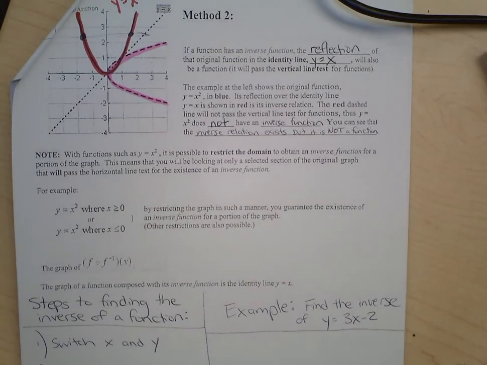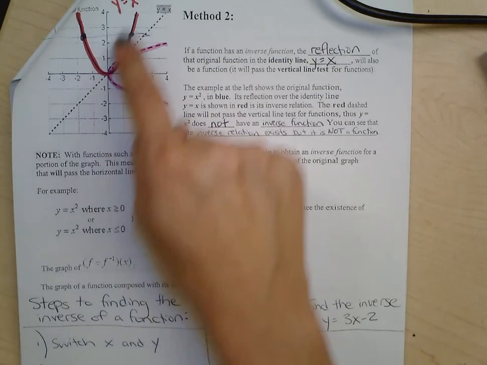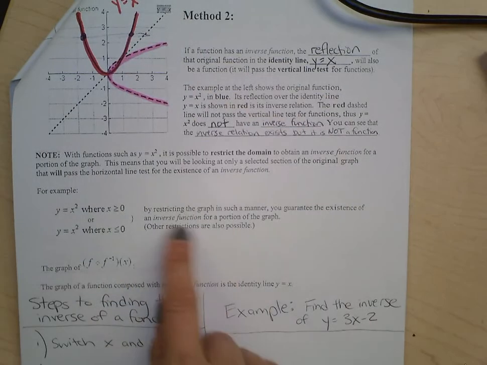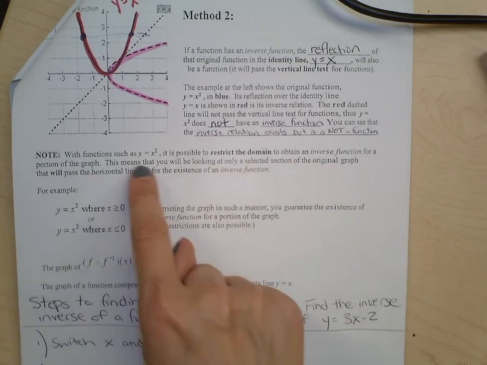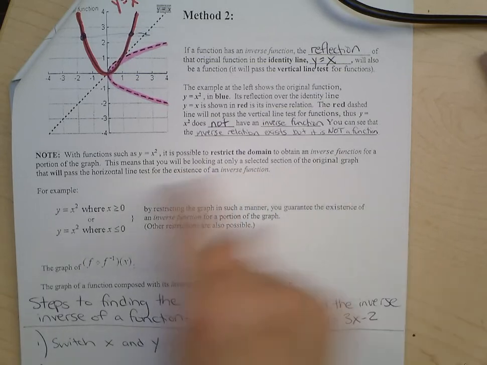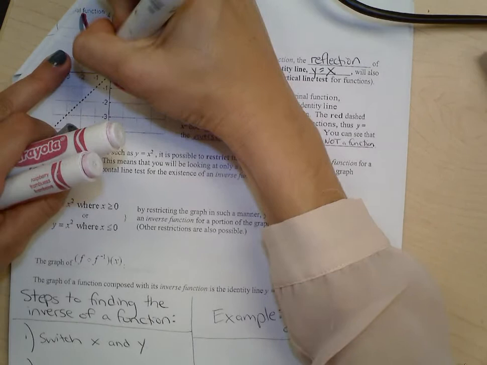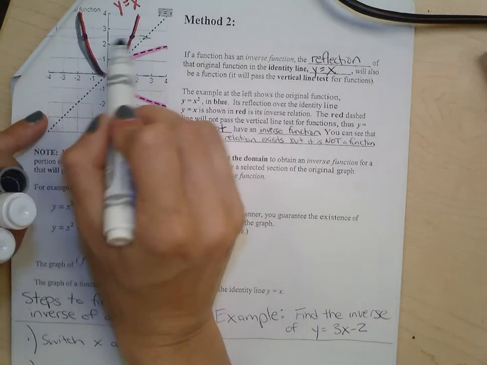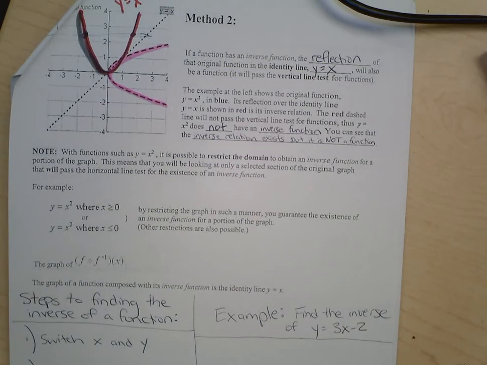Okay, so also let's talk about restricting the domain. With functions such as y = x², which is our quadratic function right here, it is possible to restrict the domain to obtain an inverse function for a portion of the graph. This means that you will be looking at only a selected section of the original graph that will pass the horizontal line test. All I want to focus on is one half of the graph. If I were to draw a vertical line, this part wouldn't be here and it would pass the horizontal line test. So you can restrict the domain to do that.